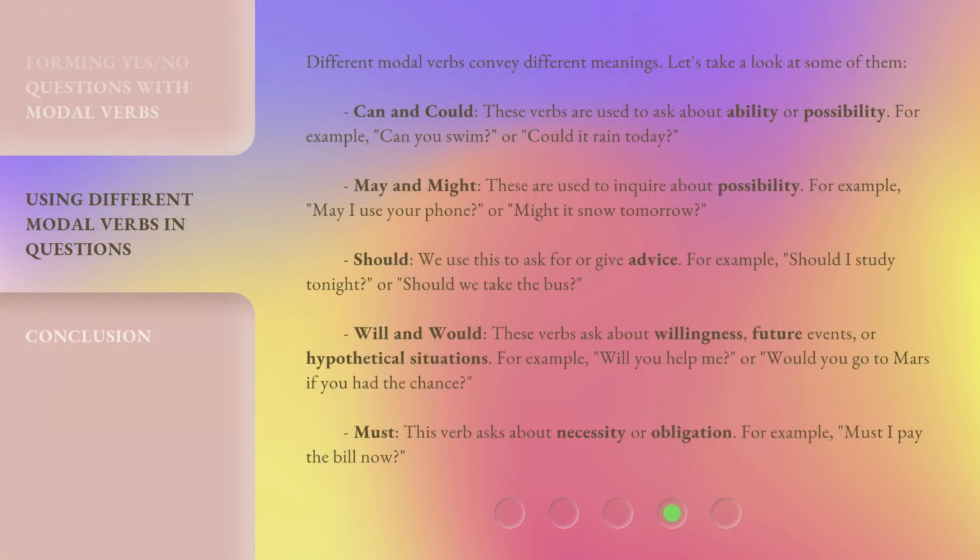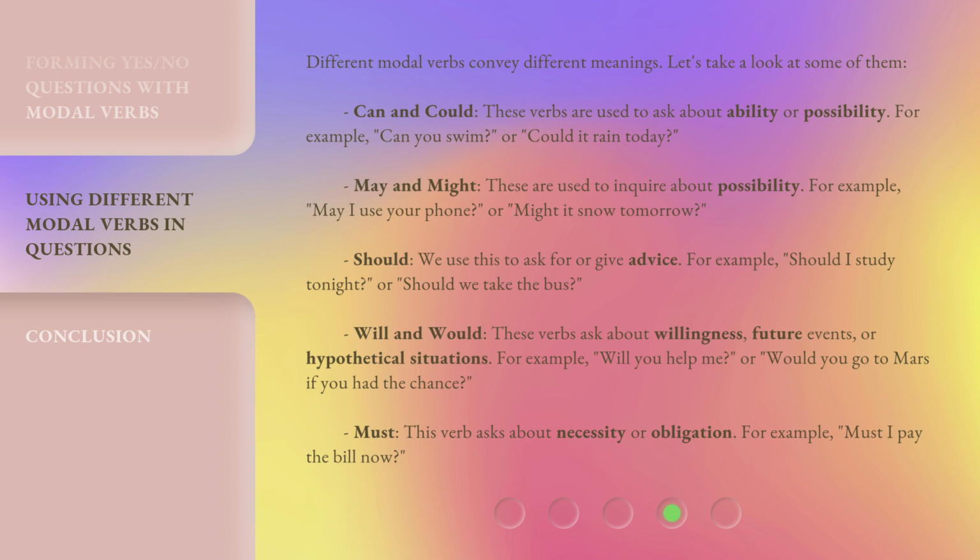Different modal verbs convey different meanings. Let's take a look at some of them. Can and could. These verbs are used to ask about ability or possibility. For example, "Can you swim?" Or, "Could it rain today?"